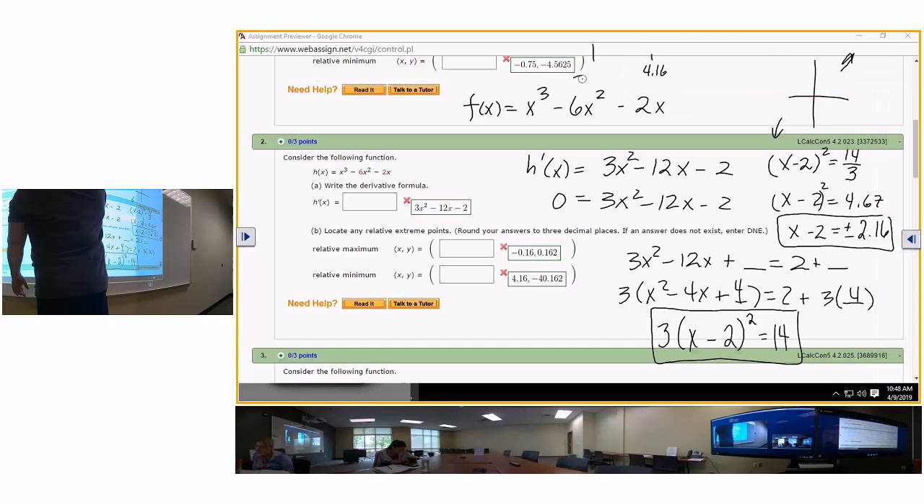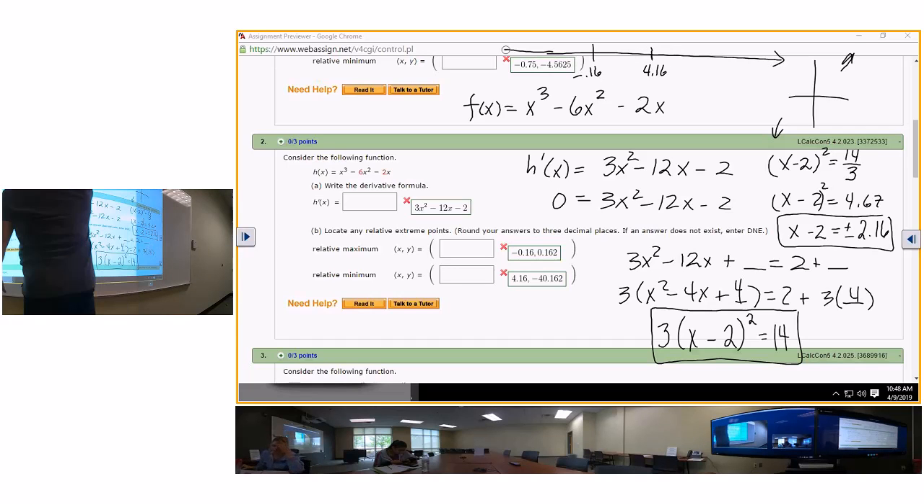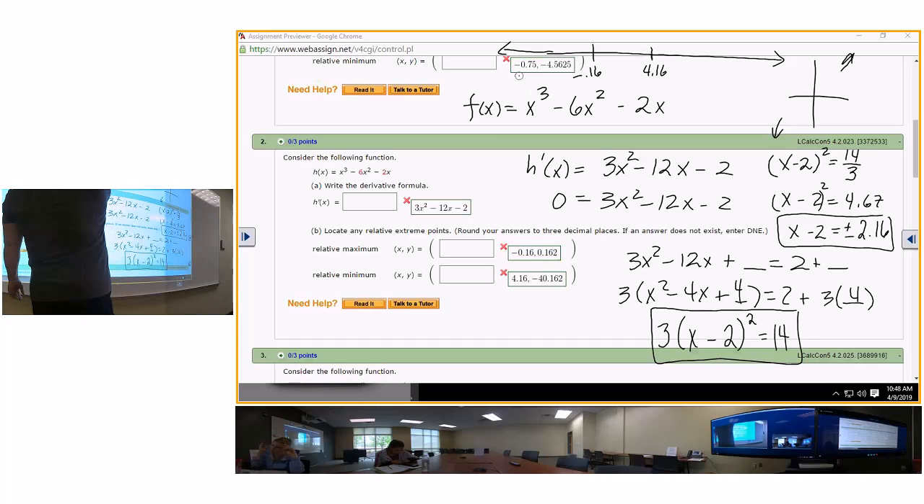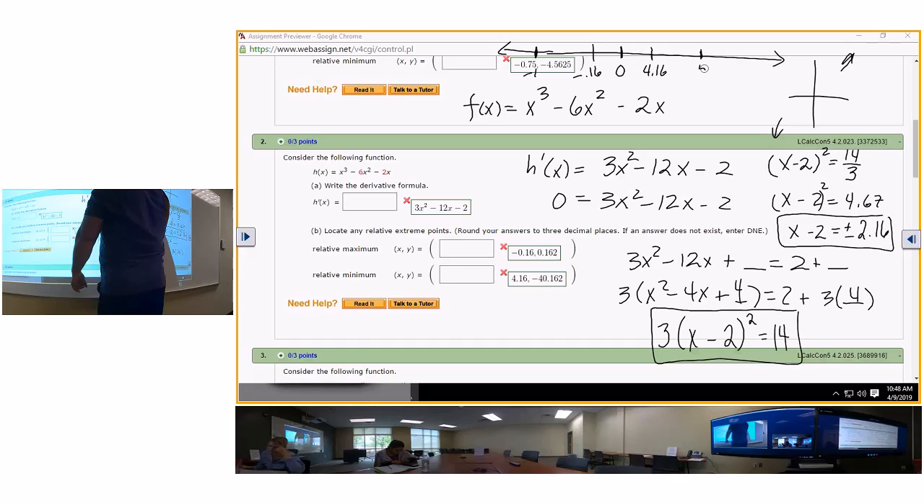(4.16) and negative 0.16. So you got a couple of terms. What am I going to plug in below negative 0.16? Negative 1. What am I going to plug in here? 0. And what am I going to plug in here? 5. Plug that into what? Your derivative.